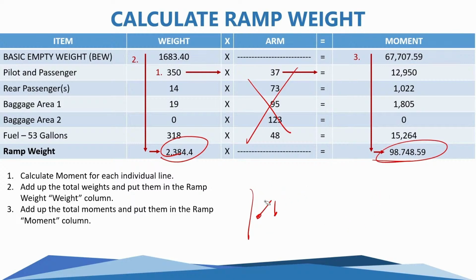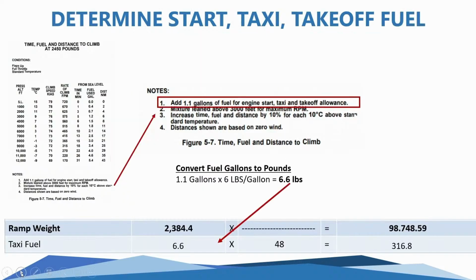Okay, it doesn't exist. The next step, once we have this process done, is we're actually going to look at our fuel burn for taxi, takeoff, and start and figure out what would be our takeoff weight. We do this by using the time, fuel, and distance to climb chart. If we looked at this for the Cessna, which we're going to use here after the break as well, it says add 1.1 gallons of fuel for engine start, taxi, and takeoff allowance. So that is our baseline.